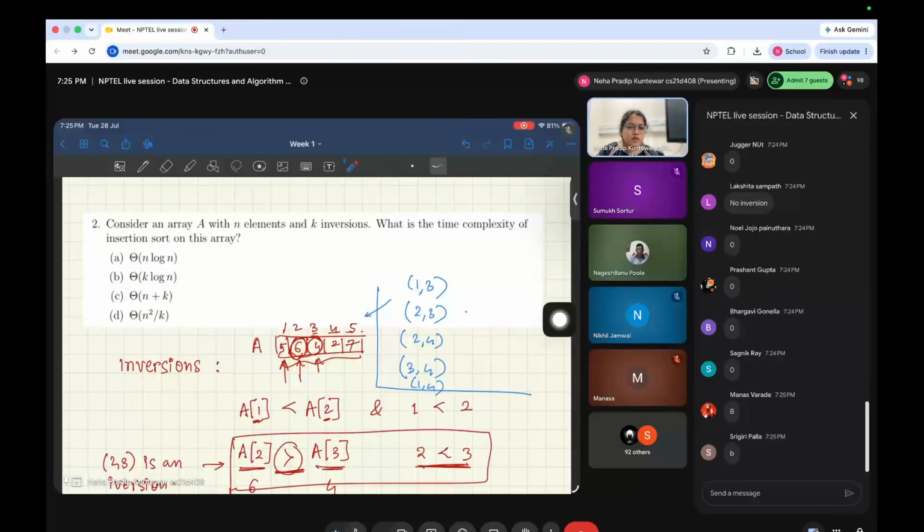Okay, so a couple of you are saying it should be k log n. So can you explain what's the algorithm and analysis?